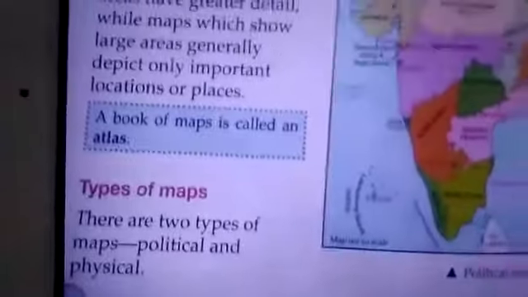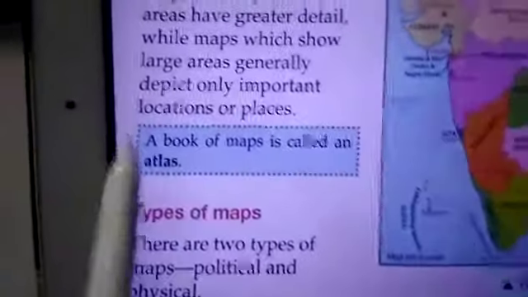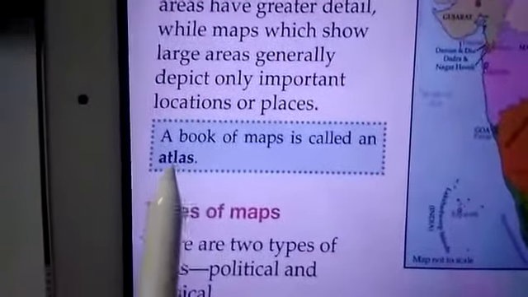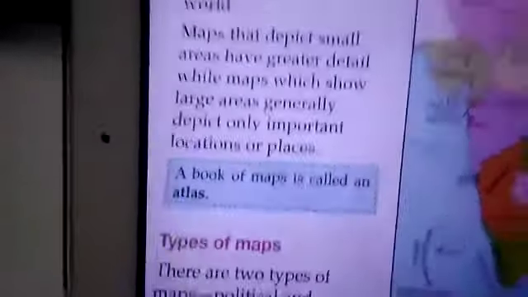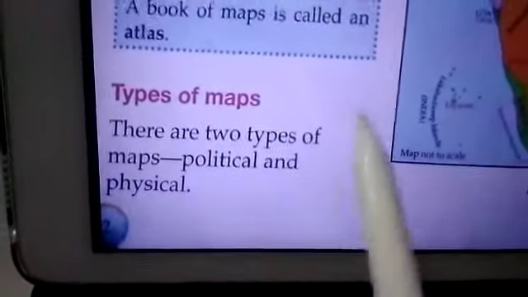So next is a book of maps. A book of maps is called an atlas. What do we call a book of maps? We call it atlas. You have learnt about it in videos also, which I had sent you.